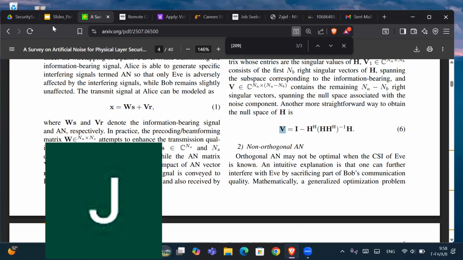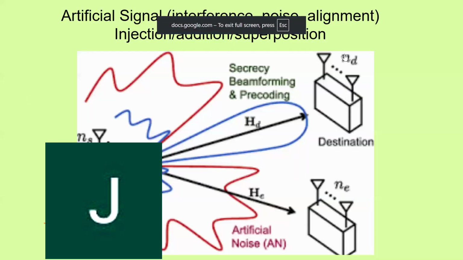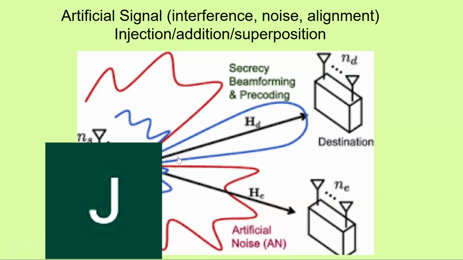So let's return back to the slides. Any questions about this technique and how it works so far? Everything is clear, I assume, if there are no questions. So this is regarding the artificial noise injection in MIMO systems.